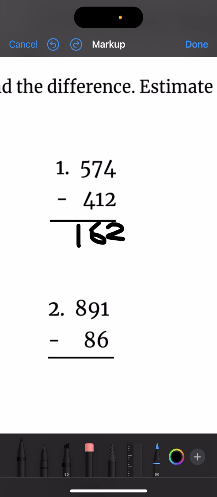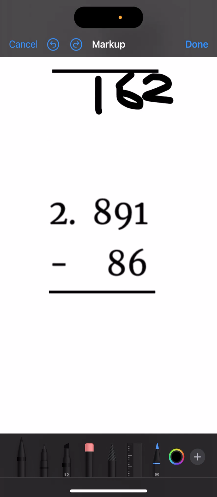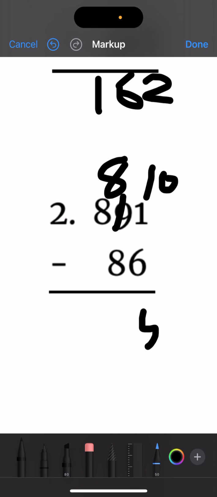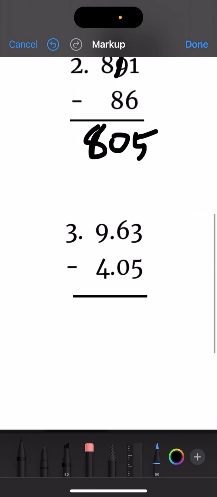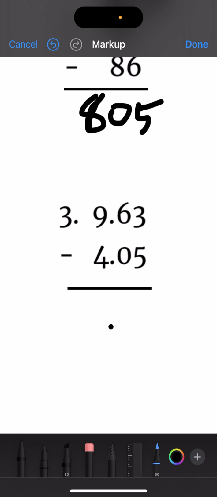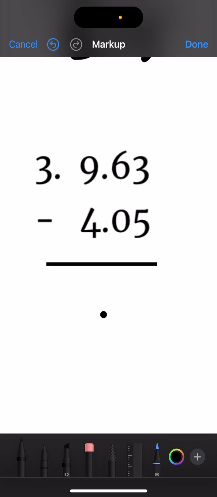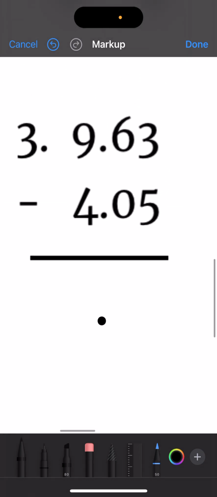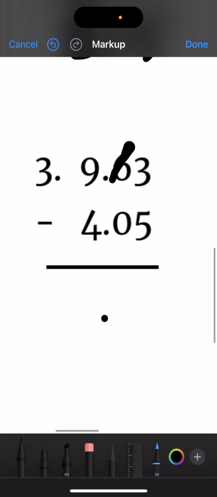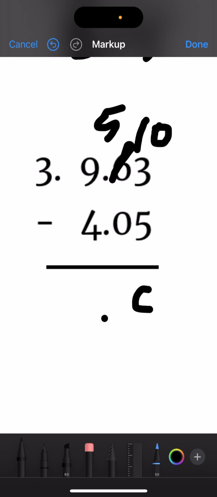Okay, number 2, 1 is less than 6, so we're gonna borrow from the 9. And 11 minus 6, that becomes 5, 0, and 8. Make sure you guys put dot right here. And 3 minus 5, 3 is greater, so we're gonna borrow from the 6. And that's gonna give us 8, 5, and 5.